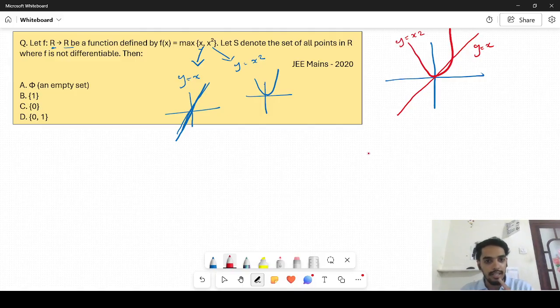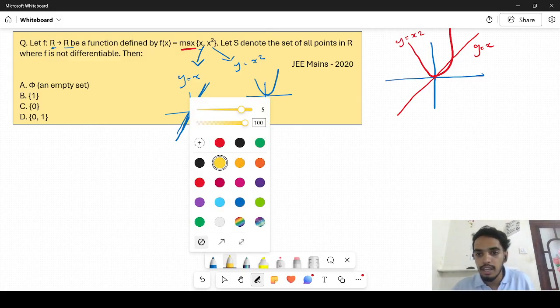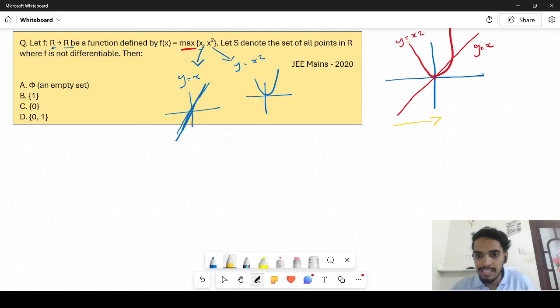Now, guys, what does this maxima function mean? The maxima function means when you go from the left side to the right side, you have to select the graph among these two which has the maximum value. Very simple. Okay, I'm going from the left to right, selecting whichever is the maximum.